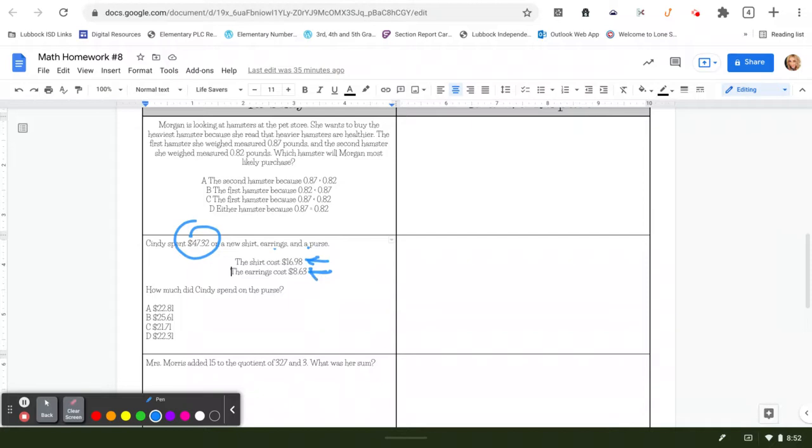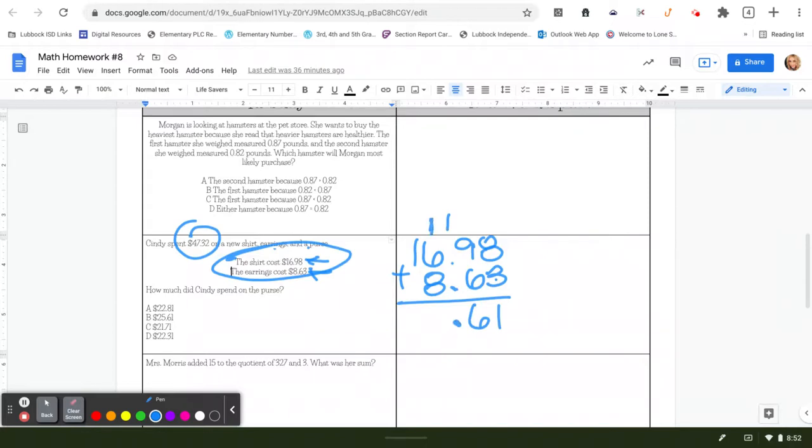Okay, this is a multi-step problem. The first thing we need to do is figure out how much she spent on the items that we know their cost. So we're going to add together $16.98 plus $8.63. 8 plus 3 is 11. 1 plus 9 is 10, plus 6 is 16. 8 plus 6 is 14, plus 1 more is 15. And 1 plus 1 is 2.